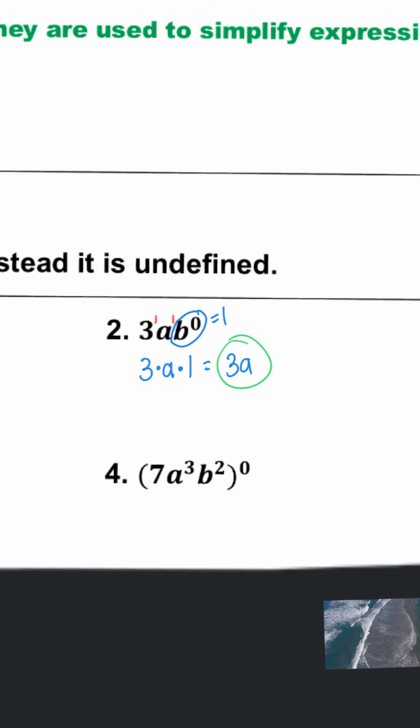Now, what would make things different is parentheses. So if it looked like this, that means everything is to the 0 power, but it doesn't have any parentheses. So that's not the case, and that is why 3A is our answer.